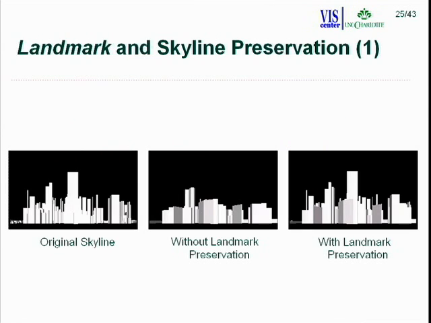Next I talk about the landmark preservation process. Here you see the original skyline on the left. The middle image shows it without landmark preservation, and the last image shows our method with landmark preservation. All you really need to do is add a few buildings that are visually important, and you give back the sense that the last image is very similar to the original.